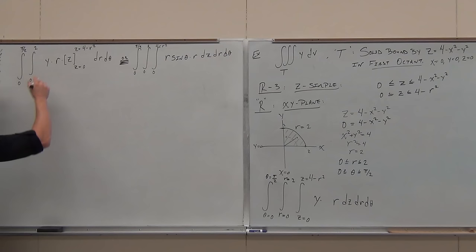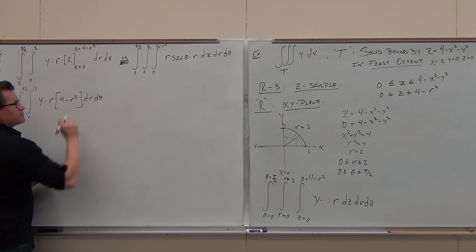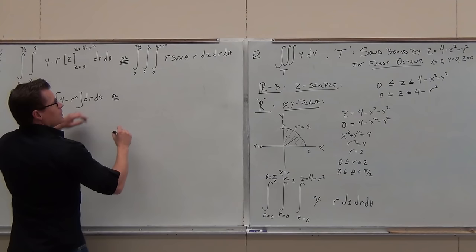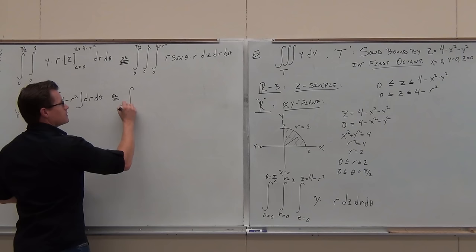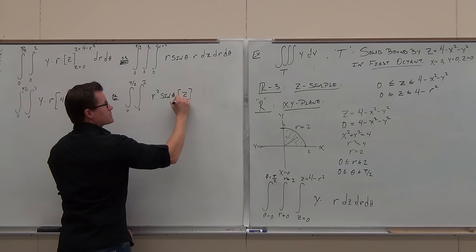With this one, we'd have a double integral. This would give you this y times r, and then inside here, we have a 4 minus r squared minus 0 dr d theta. Does that make sense to you? Can you guys follow the integration that we're doing? Or, from here, you integrate this with respect to z. And you go, okay, well, that's r squared sine theta z, where z is going from 0 to this. Same thing.